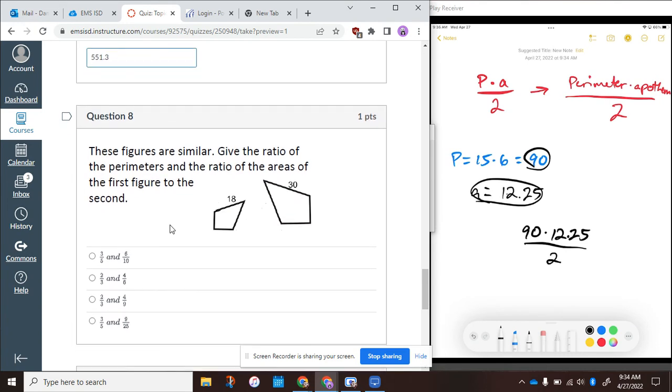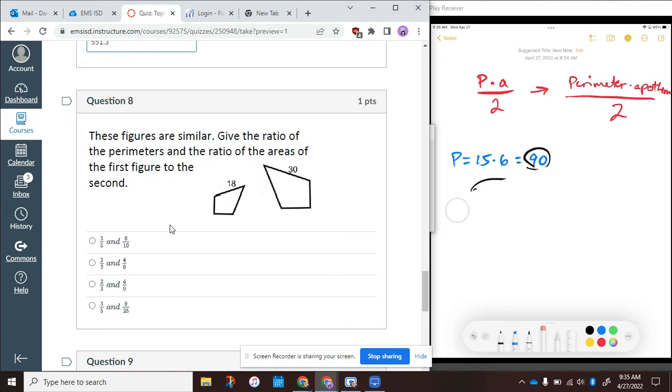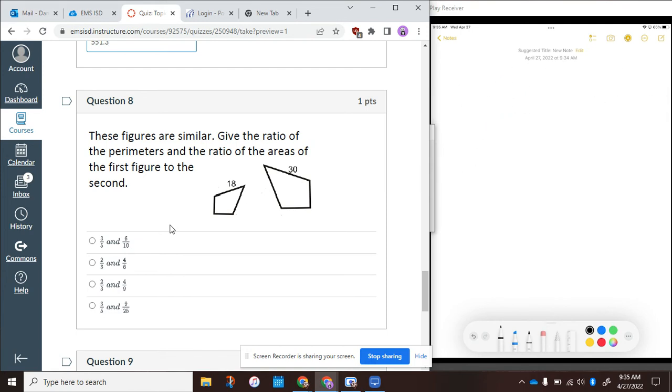Question number 8. These figures are similar. Okay, this is from our very last section of notes, 13-4, day 4 of the notes.